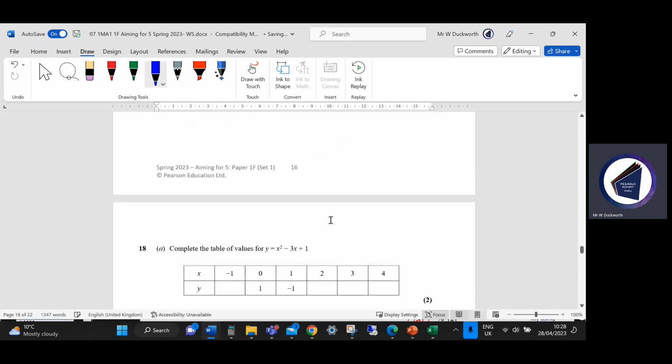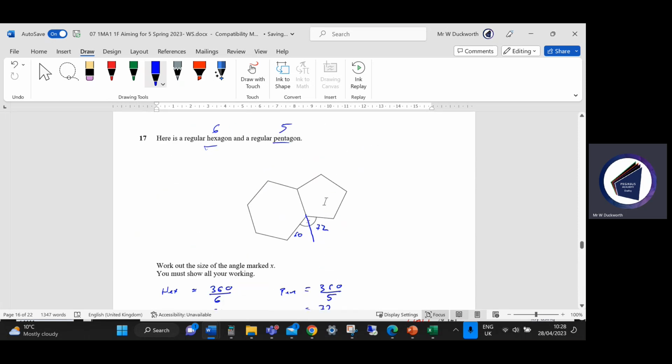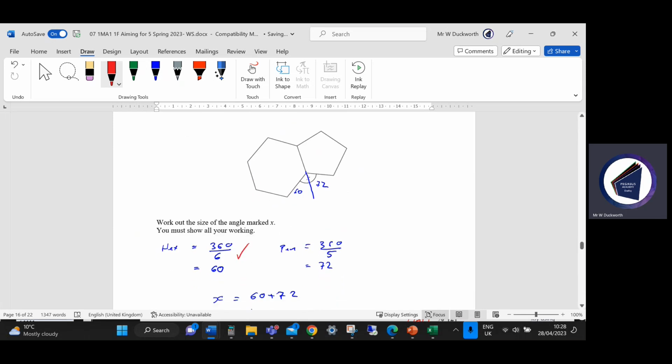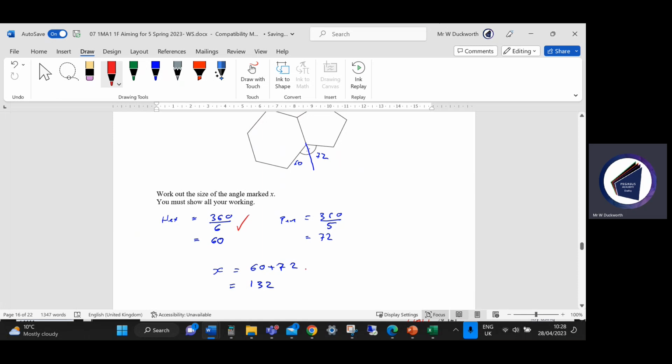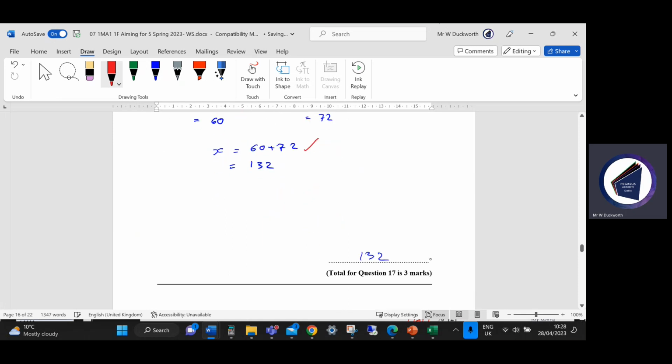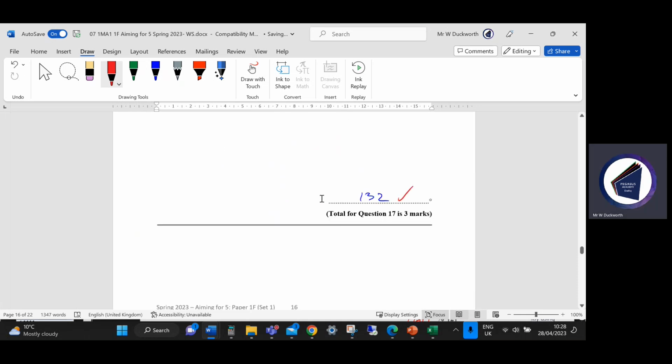And is that it for the page? It is. So, right, we have M1 for finding the exterior or interior angle of the hexagon. No, that's not right. The method, yeah, that's right. M1 for adding them together, and then A1 for the answer, 132. So there we go. There's my 3 marks.